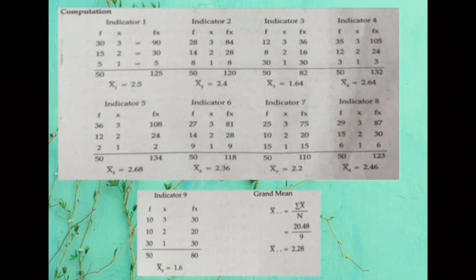The sum of the weighted means: weighted mean sub 1, weighted mean sub 2, weighted mean sub 3, weighted mean sub 4, until sub 9. We add them all. Then the total is 20.48. Then divide by 9 because there are 9 indicators. So the answer, the grand mean, is 2.28.